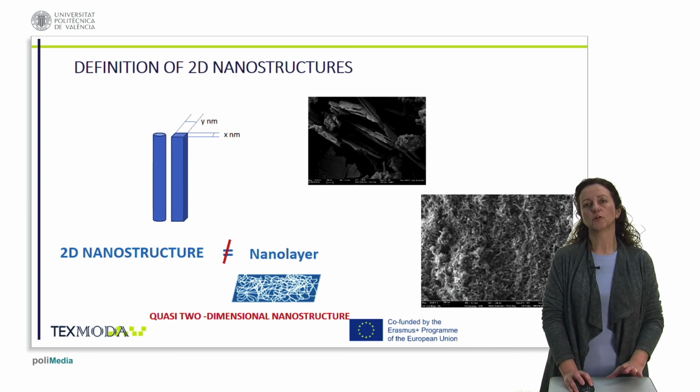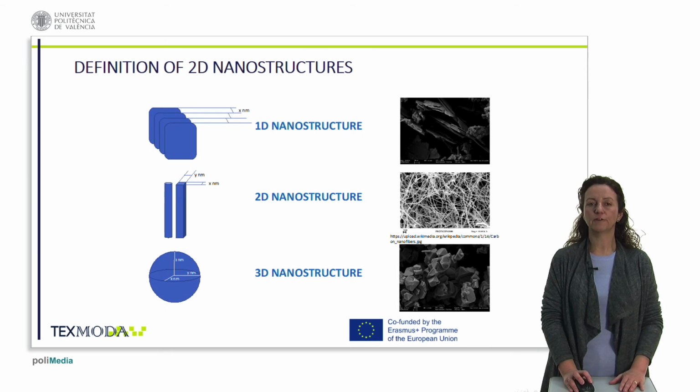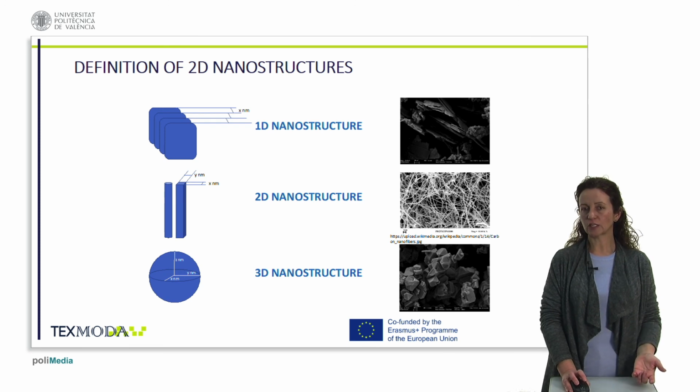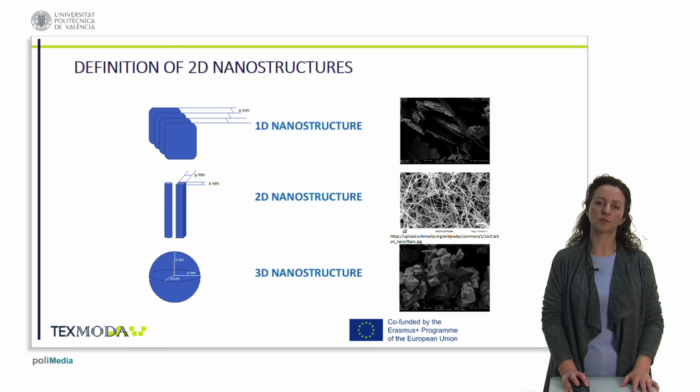So we have defined which products are considered as 2-dimension nanostructures, and in future videos we are going to deal with the 2-dimension nanostructures for textiles and their properties.